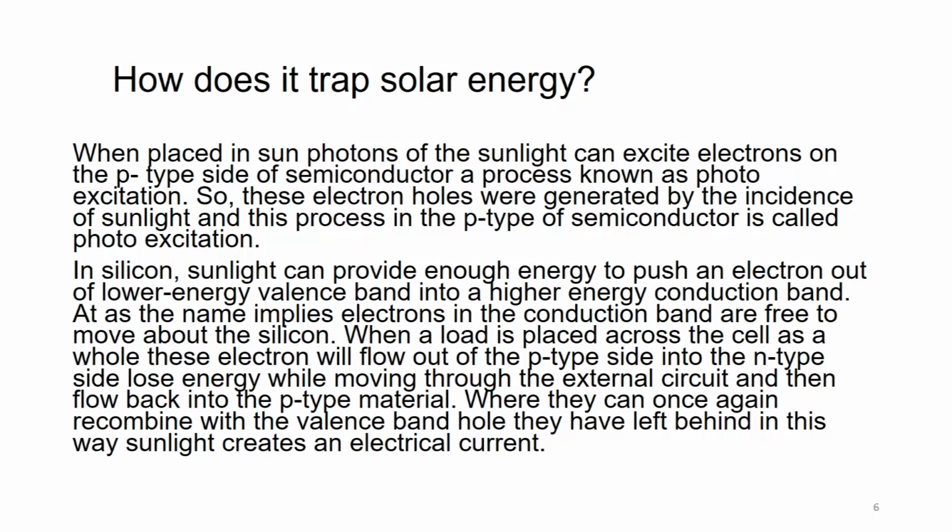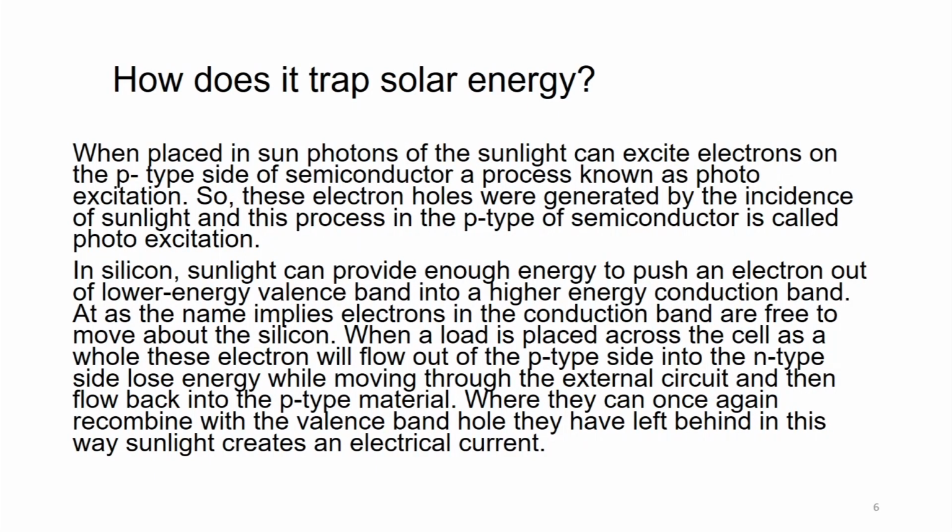How does it trap solar energy? When placed in sun, photons of sunlight can excite electrons on the p-type side of the semiconductor, a process known as photoexcitation. So, these electron holes were generated by the incidence of sunlight, and this process in the p-type semiconductor is called photoexcitation. In silicon, sunlight can provide enough energy to push an electron out of the lower energy valence band into a higher energy conduction band. As the name implies, electrons in the conduction band are free to move about the silicon.